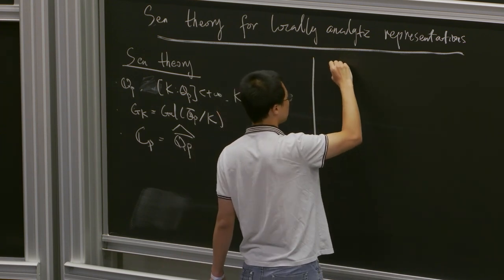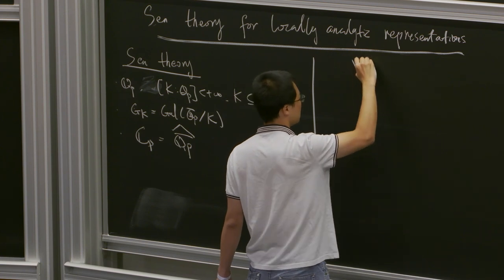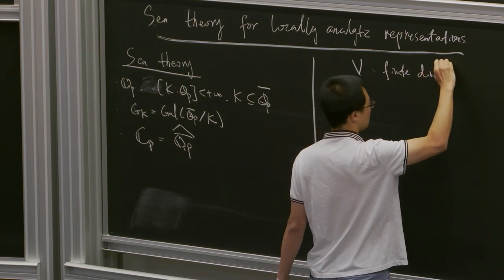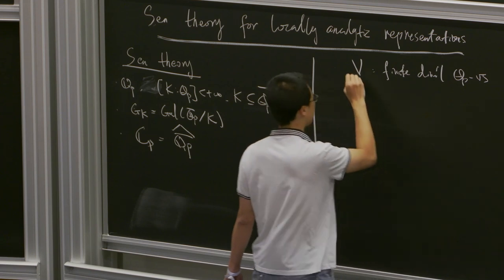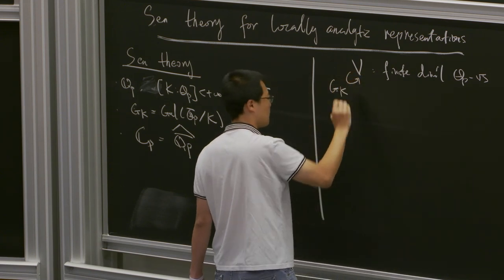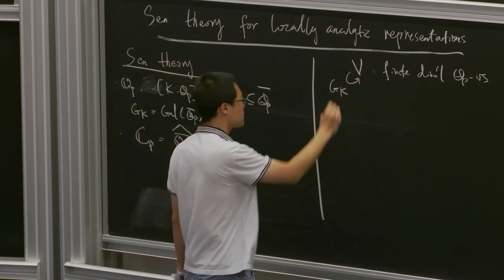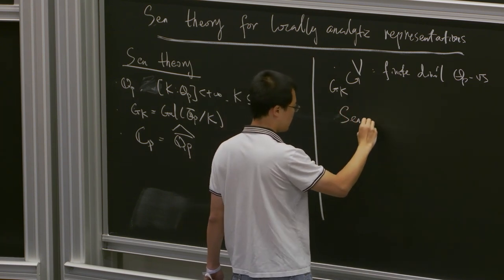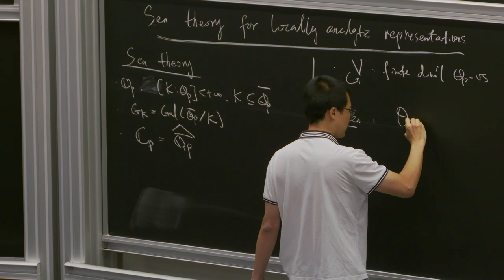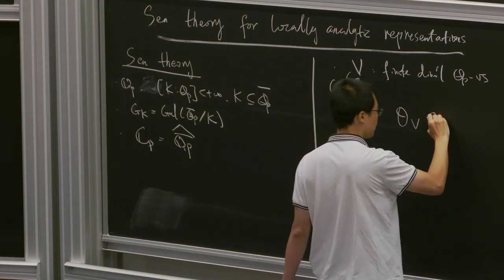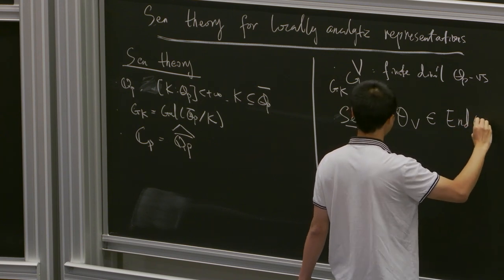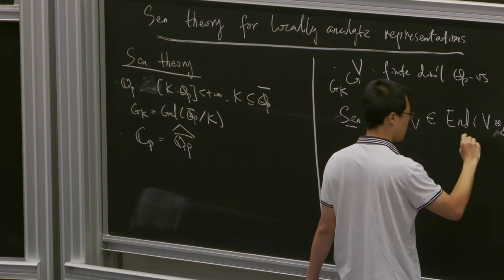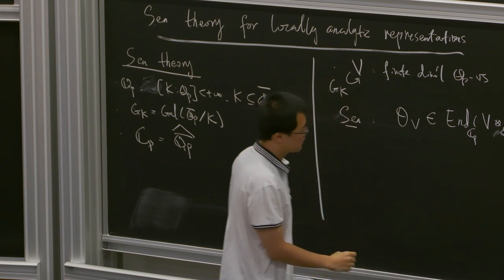So in classical Sen theory, you start with a finite dimensional Galois representation. So V is a finite dimensional Q_p vector space, equipped with a continuous action of G_K, Q_p linear, of course. And what Sen does is that he defines a canonical element in the endomorphism of V tensor with C_p over Q_p. Of course, it's C_p linear.